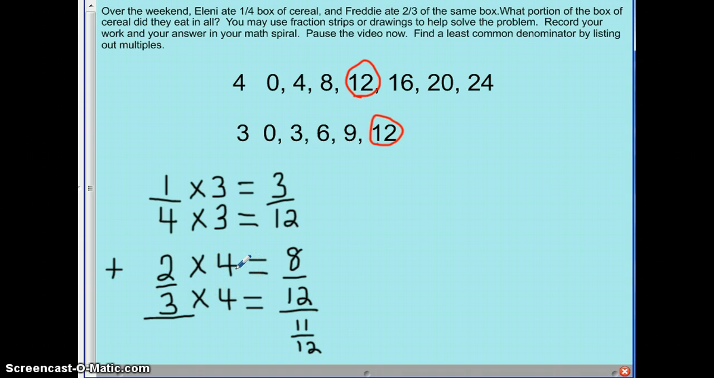4 is my number that I multiplied my denominator by, so I multiplied my numerator by the same number. Okay, and all together, 3 plus 8 is 11, and I leave the 12 because I have like fractions, so 11/12 is how much they ate all together. If you didn't have this all down, please write it now.